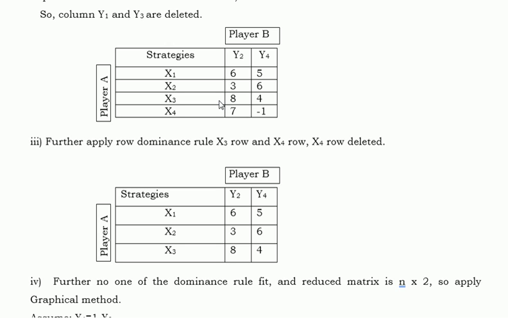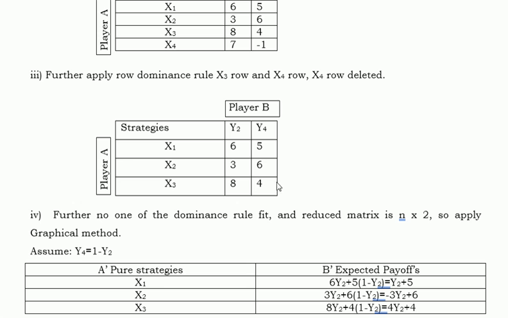Okay, x3 and x4, or x4 and x3. 7 is less than 8, accepted. -1 less than 4, accepted. Selected row is x4, comparing with x3. Okay, 7 less than 8, accepted. Okay, -1 less than 4, accepted. Okay, so deleting the x4 row.